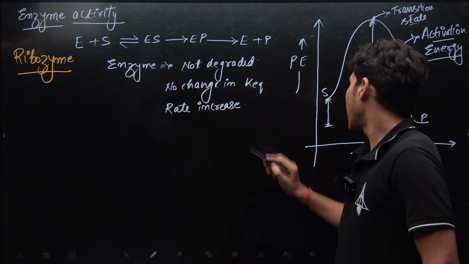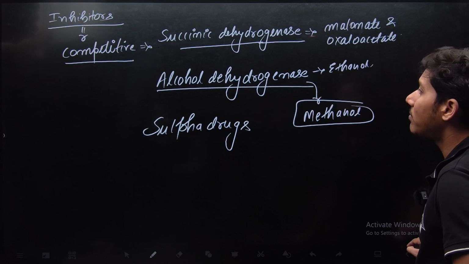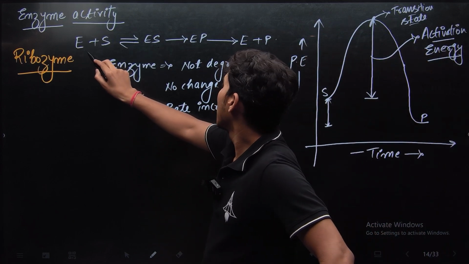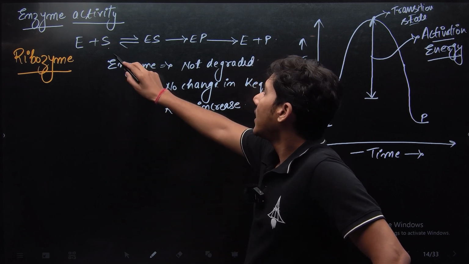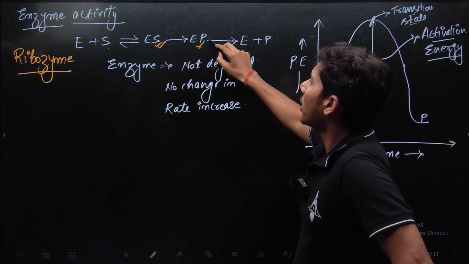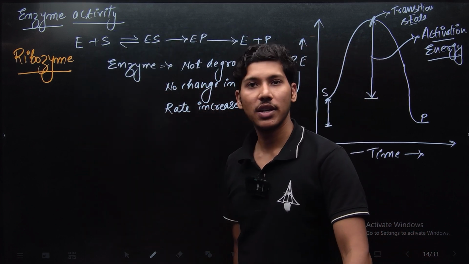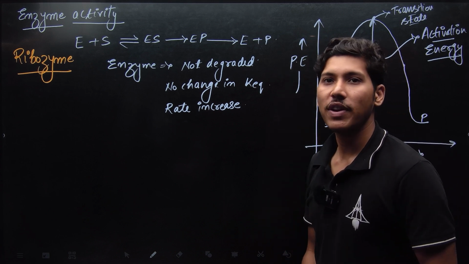Enzymes are very specific in nature, which means that one enzyme binds with only one type of substrate. And it binds with the substrate to form an enzyme substrate complex, followed by an enzyme product complex, and then enzyme and product get separated. Clear? Let's see some of the properties of enzymes.